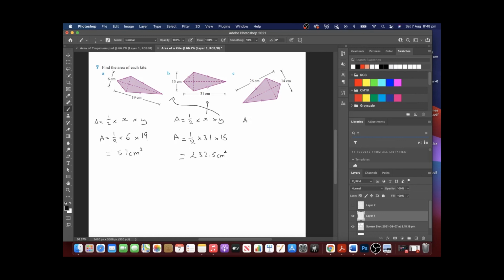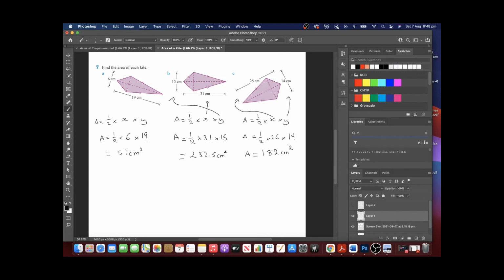Again, A is equal to half times the diagonals x and y. We'll make this one y, and this one x. So A equals 1 over 2 times 26 times 14. A is equal to 182 centimeters squared.